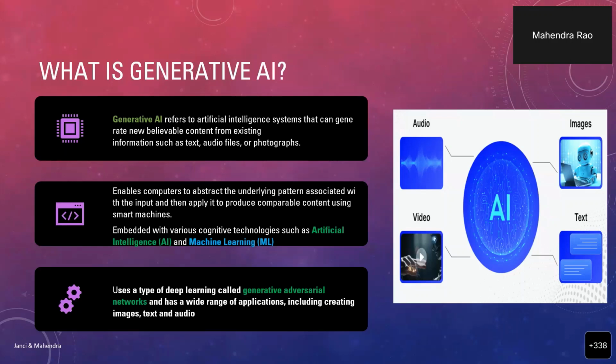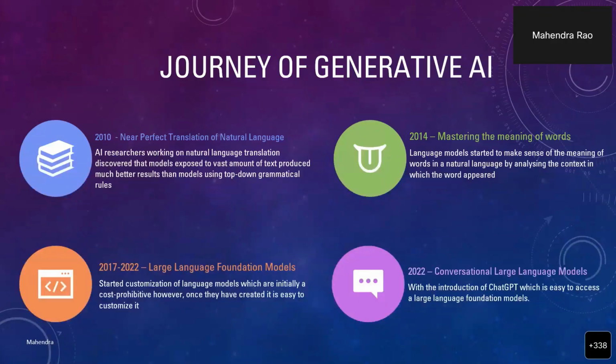Okay, Jesse mentioned generative AI is a part of Gnan, where we can generate some kind of text based on input, with a range of applications from images, text and audio as well. Okay, so how has it started? Because everything has to start from somewhere.